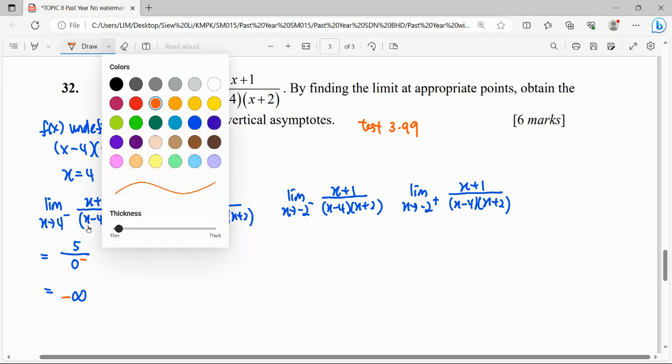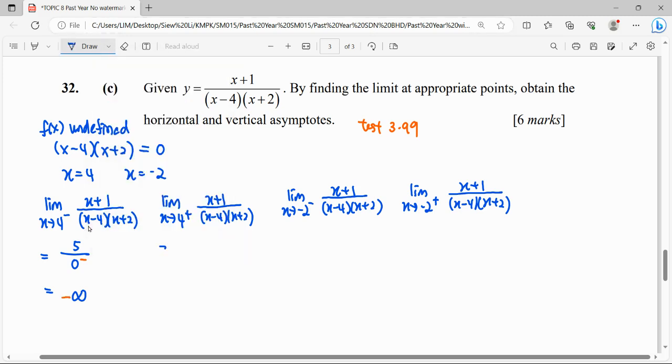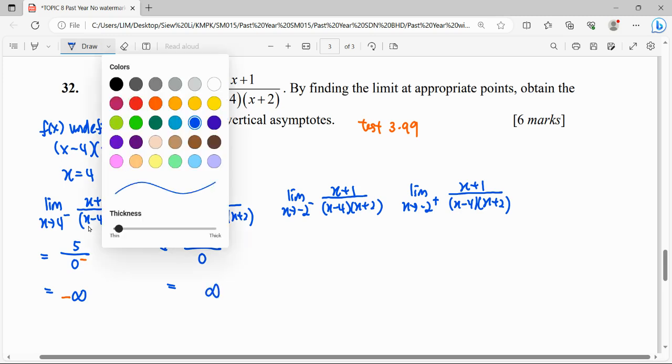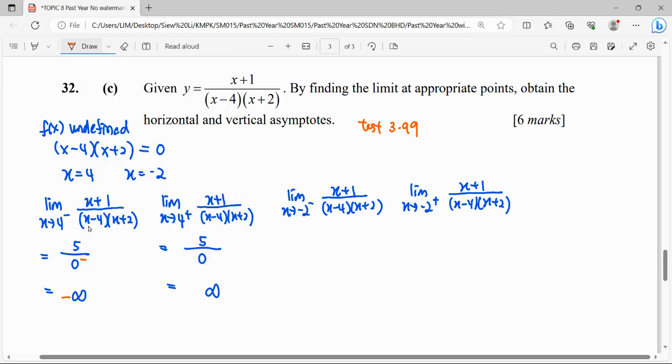The same procedure goes for the other one. Substitute 4, it will be 5 over 0. Then we know a number divided by 0 is undefined, infinity. So whether it's positive or negative, we have to test. So we're going to test 4 from the right hand side, which means 4.01. Substitute here 4.01 minus 4, 4.01 plus 2. So it will be 0.00 something positive. So here we have positive infinity.